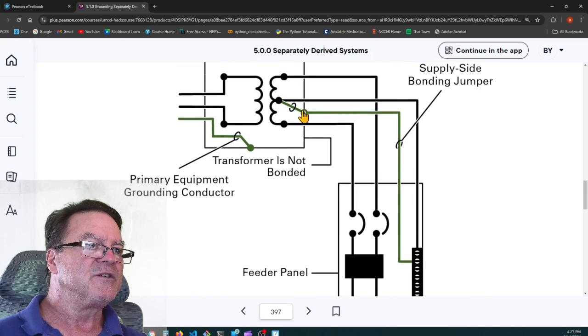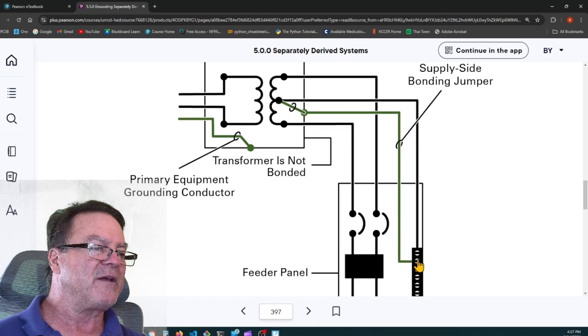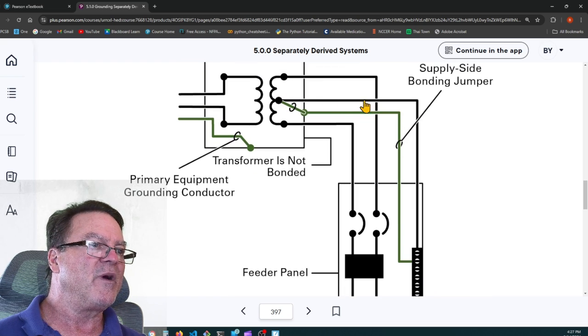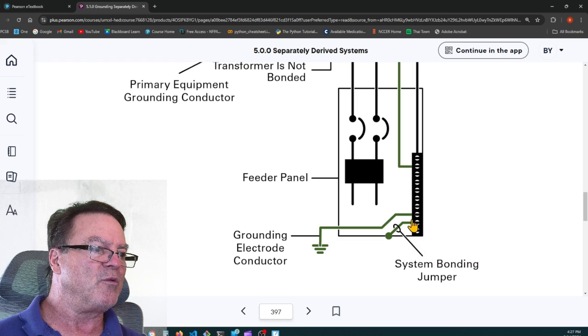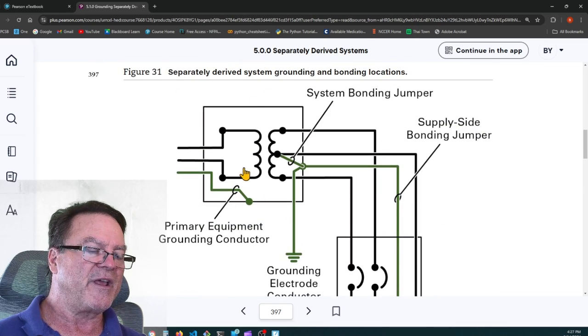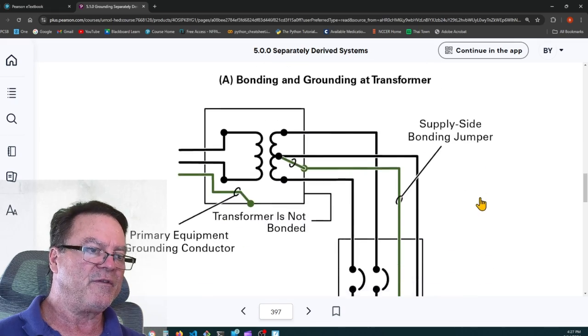Here they're taking it to the can, and instead of taking it to ground, they're taking it into the panel to the neutral bus. So here's the neutral, the midpoint coming to the neutral bar, and here's the supply side bonding jumper going to that same neutral bar, and then they have the system bonding jumper installed at the panel, and it's going to earth ground, grounding electrode conductor. So you either bond it here in the panel, or you bond it here in the transformer case, but not both. All right.